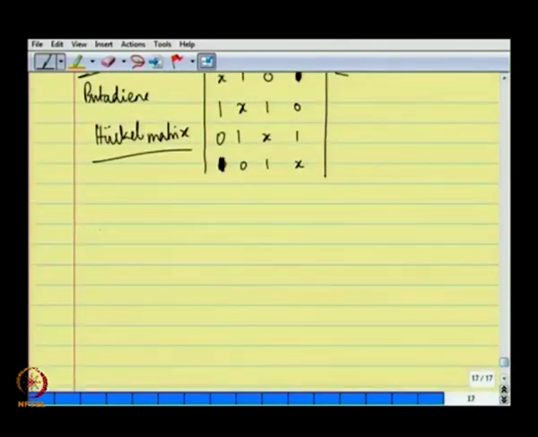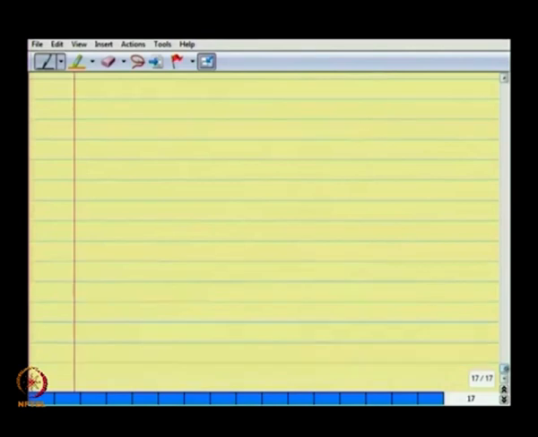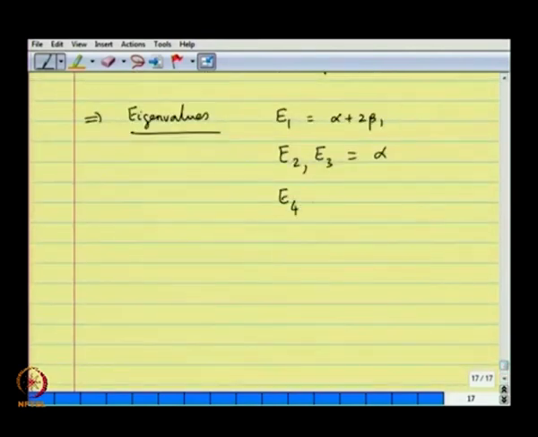So in the cyclic system you have that, and its eigenvalues can be written down. So the eigenvalues for cyclobutadiene, when you solve this, basically you are going to expand this determinant and get the values. The eigenvalues will turn out to be E1 is alpha plus 2 beta, E2 and E3 will be alpha, it is a degenerate system, and E4 will be alpha minus 2 beta, okay.